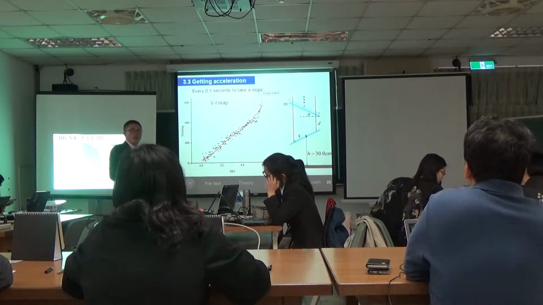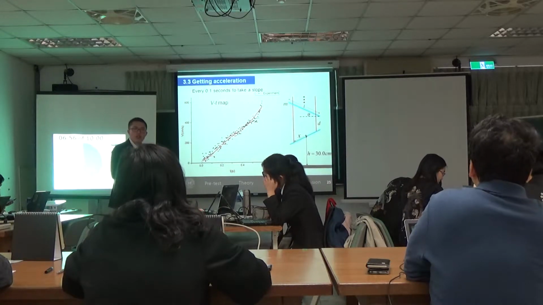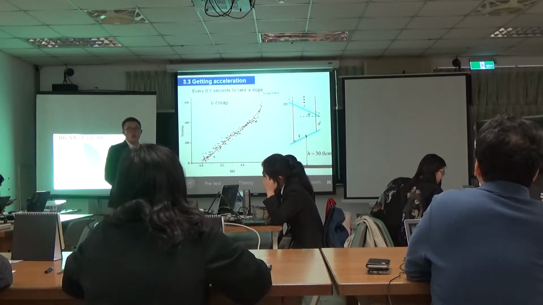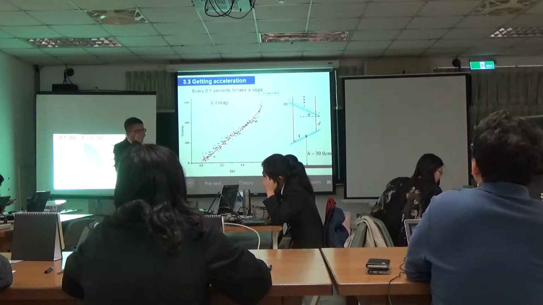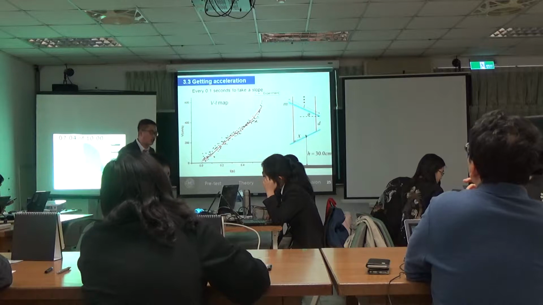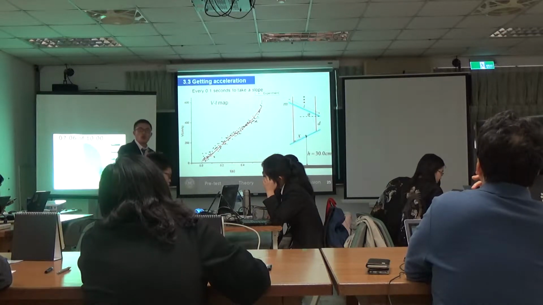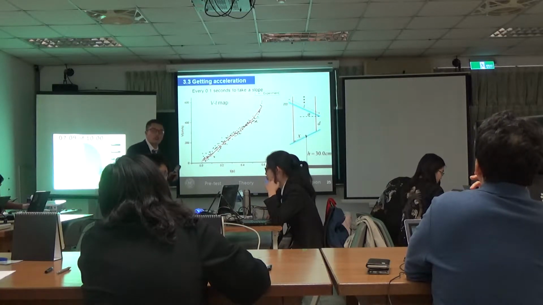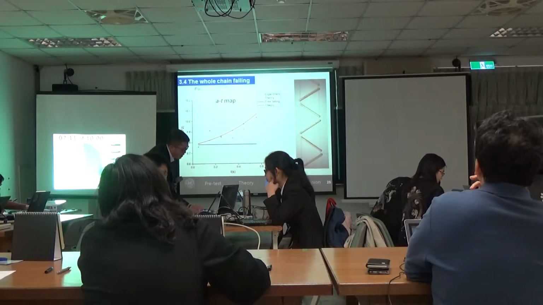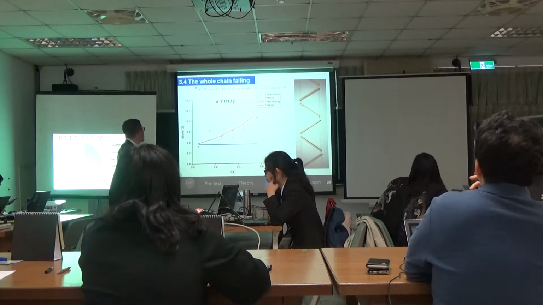Because there are too many points, we need a way to make it have less error. So we choose every point at 1 second to take a slope, so that we can get the acceleration. And by the acceleration, we can get the whole chain falling. We can find that the red line is the theory. We use acceleration and get the theory curve.